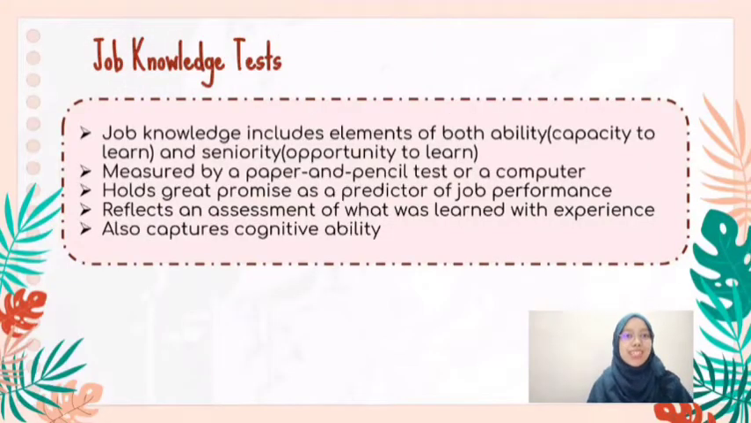Job knowledge test. Job knowledge includes both ability, which is the capacity to learn, and seniority, which is the opportunity to learn. It is measured by a paper and pencil test or a computer. For example, a job knowledge test used to select a sales manager from salespeople must identify the specific knowledge necessary for being a successful sales manager.